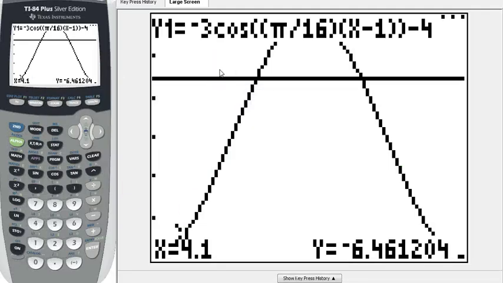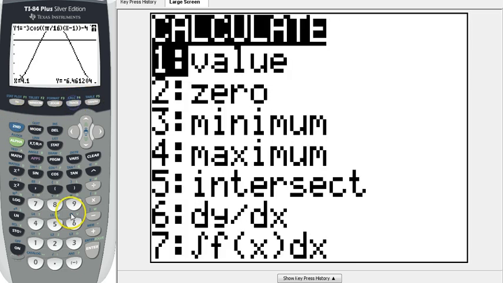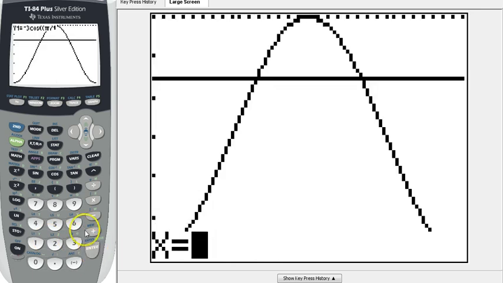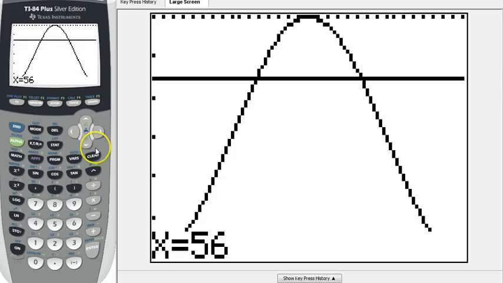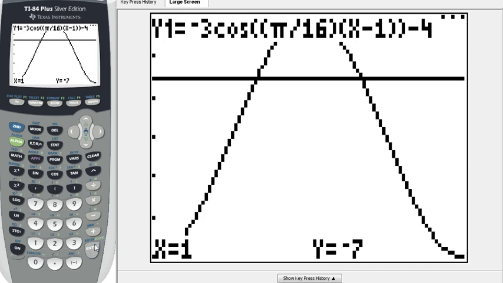If I said find when x is 56, you couldn't do that. Now let me show you what happens. So if I said find x when x is 56, you get an error because there's no 56 in here. Okay, but you can do 1 because 1's in this range here. So that's why you can also use function notation on the home screen.